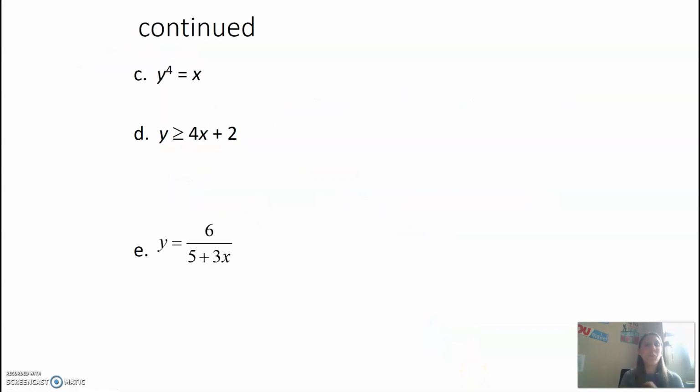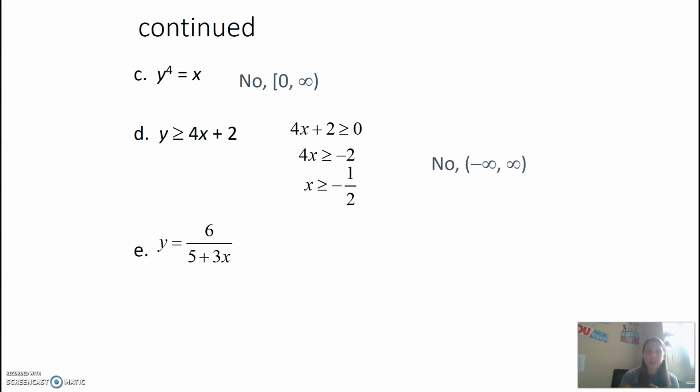So now when we look at y to the 4th power is equal to x, no, this is not a function, because any value of x is going to get 2 different y's. But the domain would be 0 to infinity. Again, we have an inequality here where y needs to be greater than or equal to, so we need to solve for that. And so no, this is also not a function, because we're going to get different answers, but it will go to -∞ to infinity.